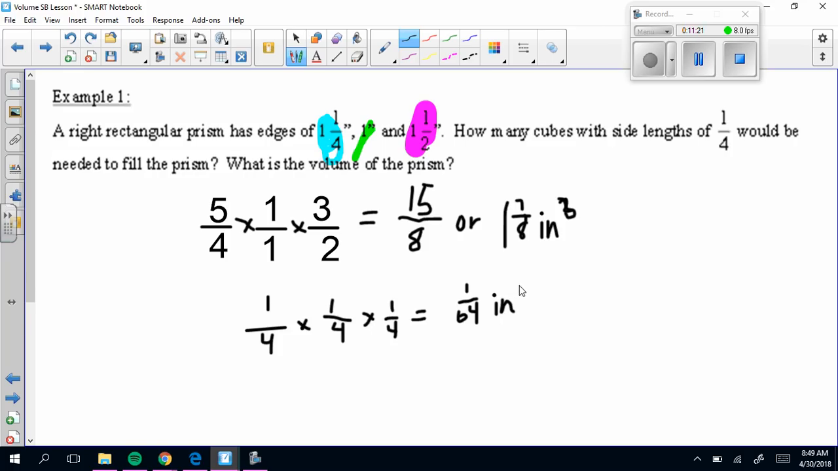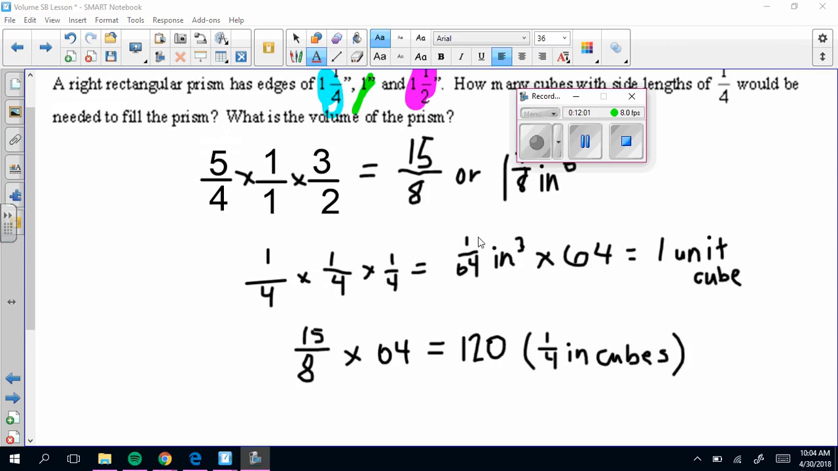Now, if the volume of one cube is 1 over 64, how many of these would make one unit cube? So to make one unit cube, we have to multiply by 64. So multiply this whole thing by 64. Now what we're doing is we're making one cube. Now we know that multiplying 1/64 times 64 is going to give us 1. This lets us know that there's 64 cubes to make up one unit cube. So once again, a cube is 1 over 64 for a 1/4 side length. Now, to get one unit cube, you have to multiply by 64 if our side length is 1/4.